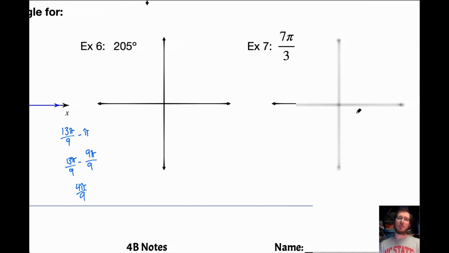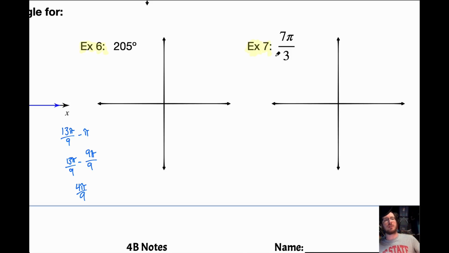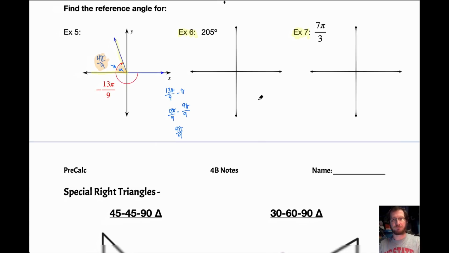All right, there are 2 more examples, example 6 and example 7, that I leave for you to do in your notes. Sketch those angles, draw the little direction arrows that come with them, and find the reference angles that go with each of those.